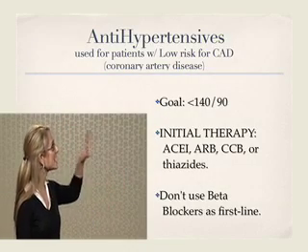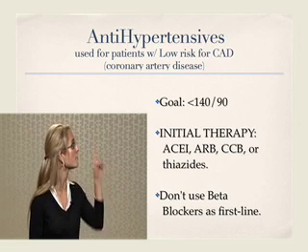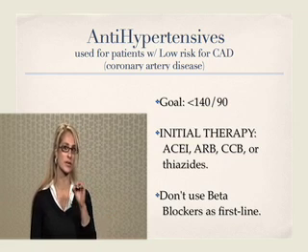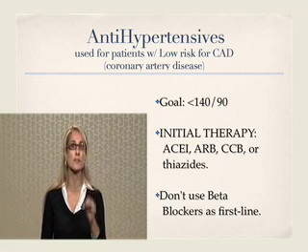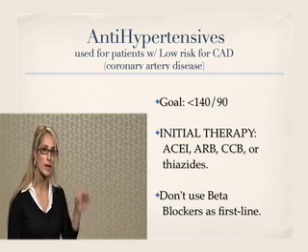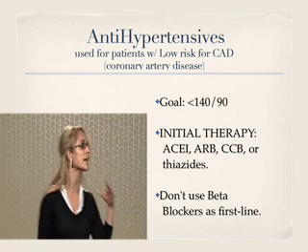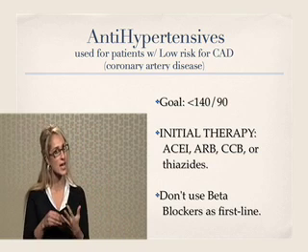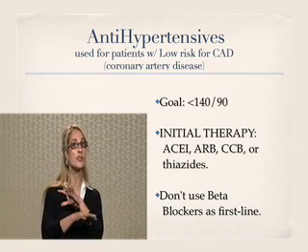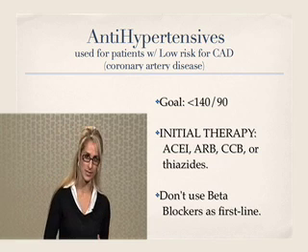So next slide, antihypertensives used for patients with low risk of coronary artery disease. Again, low risk of coronary artery disease. You're never going to give a beta blocker in this case. What is my goal? My goal is to be at least less than 140/90. What can I start you with? Again, if you have diabetes, you've got to start the patient on an ACE. If you don't have any other disease states, you're always, again, going to start with a thiazide.